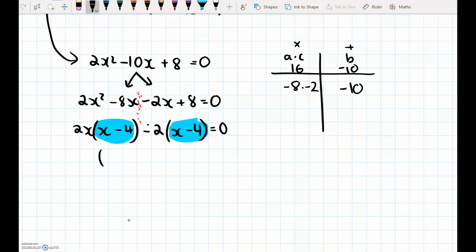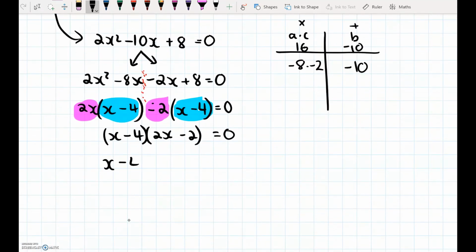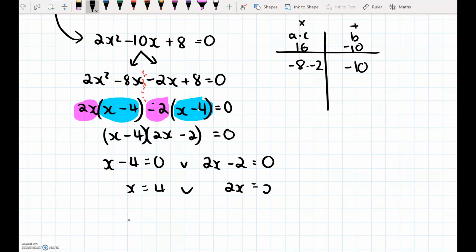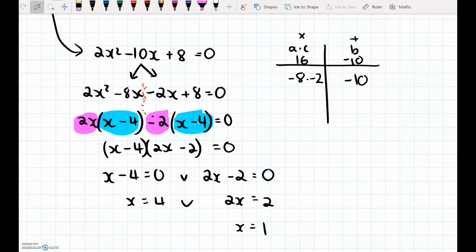All right, once we do this, you can see these match. So we have x minus 4, and then what's left? Well, that's 2x and minus 2, so 2x minus 2 equals 0. And if we solve this now, we have x minus 4 equals 0, or 2x minus 2 equals 0. So x equals 4, or 2x equals 2, and then x is equal to 1. So you can see we got the exact same answer, but we could do this by factorizing because you guys learned that extra method.